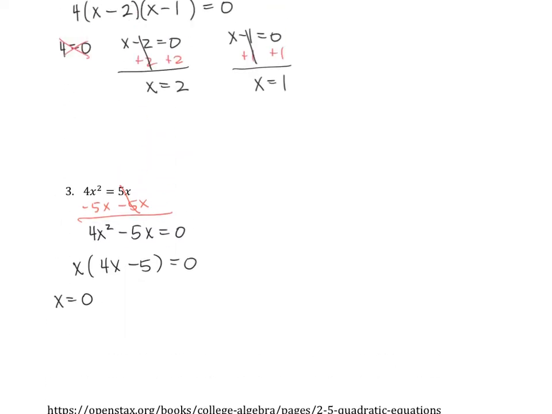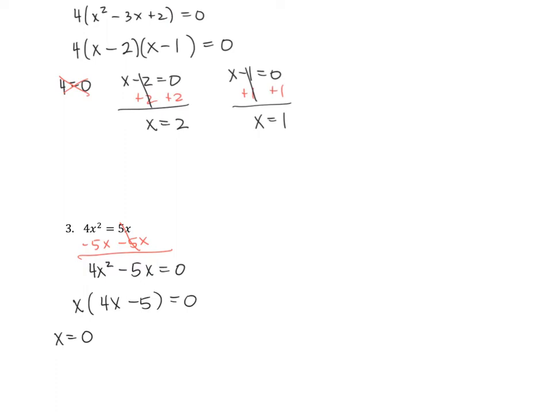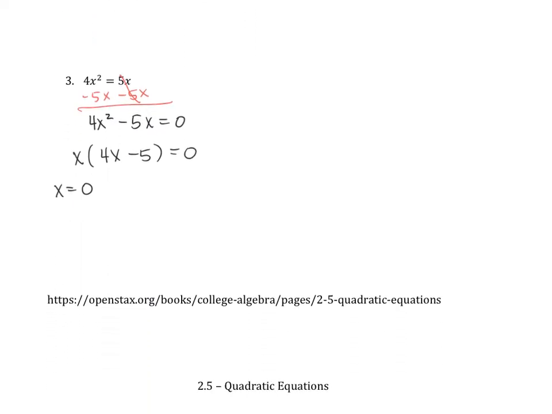If you compare that to number 2, I had 4 equals 0. That did not lead to a solution because there was no variable. But in number 3, the thing out front is an x, so that will lead to a solution. And then I have 4x minus 5 as my second factor. It does have a variable in it, so it will lead to a solution.